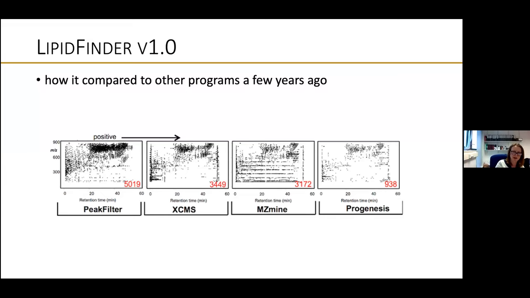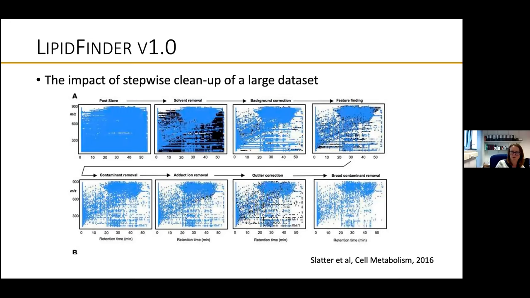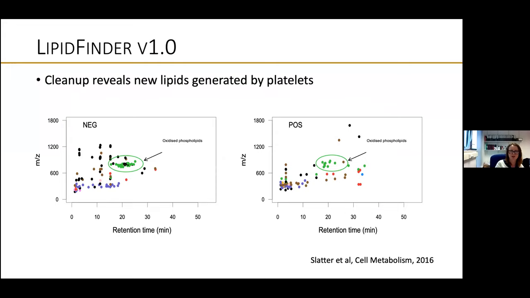They all perform differently, but we really want to retain the best number of lipid-like ions as possible so that we can then go hunting for new things. In another paper we also showed the impact of the stepwise cleanup, the different modules of LipidFinder. On the top left you've got post sieve as the first step, and then after solvent removal, background correction, feature finding, etc., each time stepwise, the black ones are the ones that are removed after each step. So you go from the top left to the bottom right, and you've got a far cleaner data set. When you get to this point, you can then start thinking about putting it through databases to see what's there.